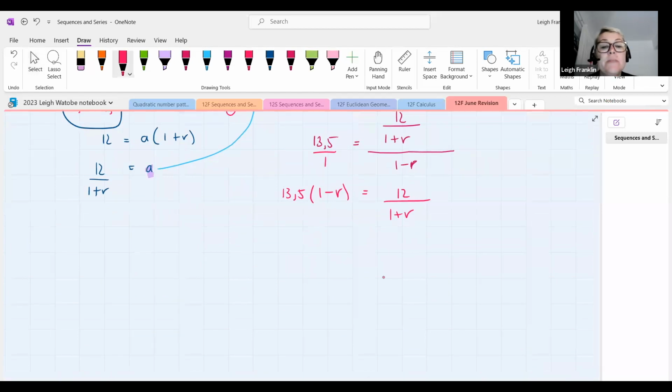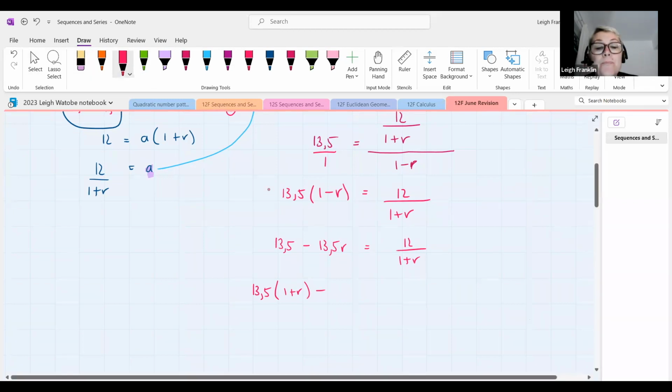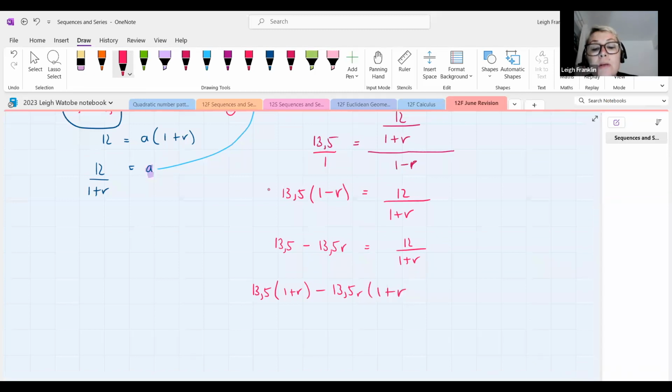After you've done that, you can expand your brackets and get 13.5 minus 13.5R is equal to 12 over 1 plus R. And then the easiest thing for you to do, matrix, is multiply every term in the equation by 1 plus R. So you'd end up with 13.5 times 1 plus R, that's supposed to be a minus, 13.5R multiplied by 1 plus R would be equal to 12.